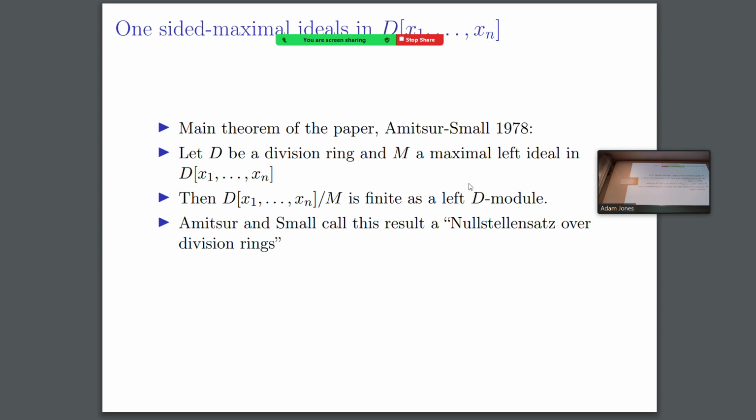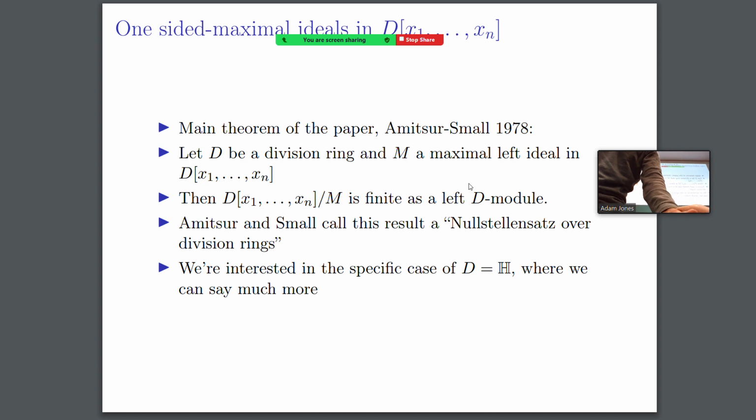Though I think that a better name would have been Zariski's lemma over division rings. And in the commutative case, the Nullstellensatz is an immediate consequence of Zariski's lemma. Anybody who studied algebraic geometry studied this in the first week. But here, this is not the case. So maybe the terminology is a bit misleading.